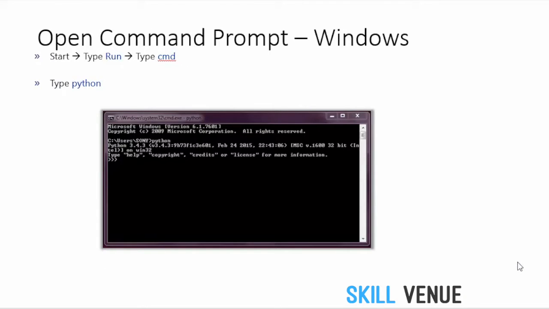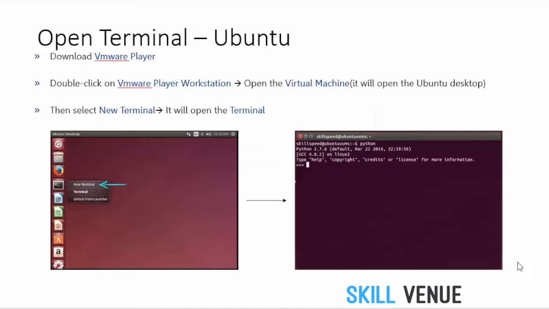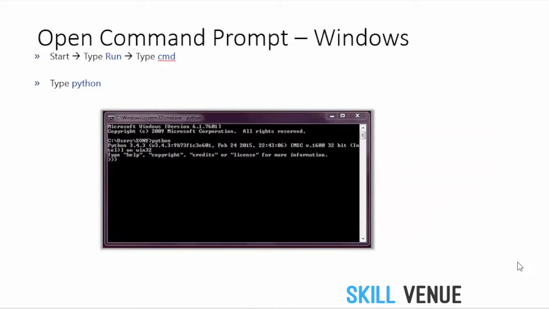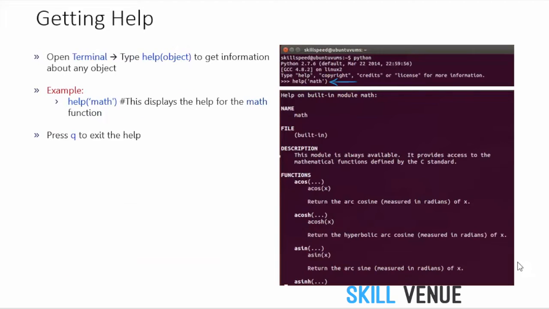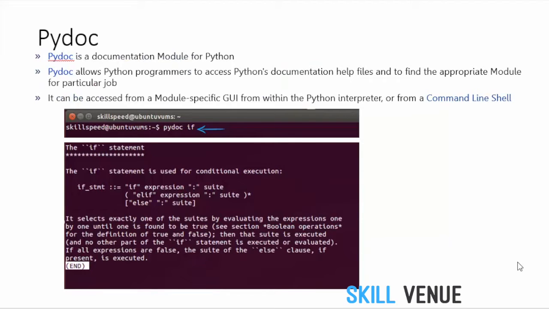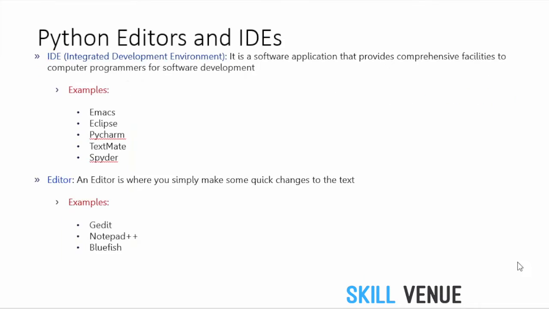You can start Python either by using your Python terminal, or by using a command window. In Ubuntu you use your terminal, and for help you have one of the best documentations available for Python. You can get help for a specific function. If you have any doubt about it, you can go for the help of that specific thing, and you will get the results. You have PyDoc, one of the best documentations for Python, so you can use those documentations.